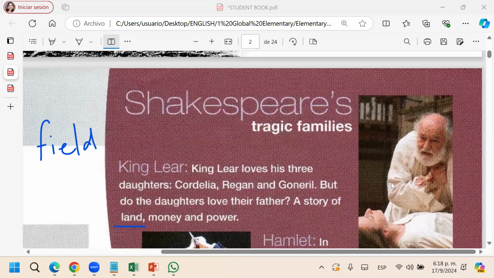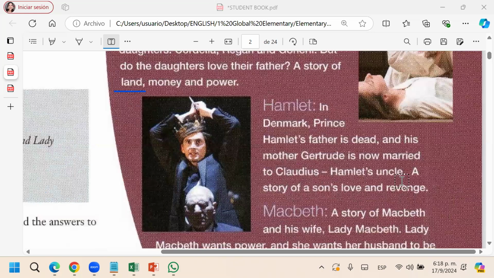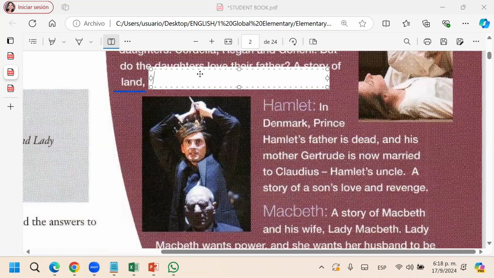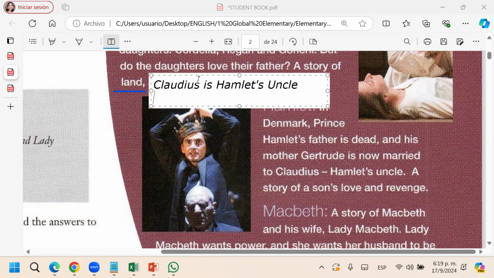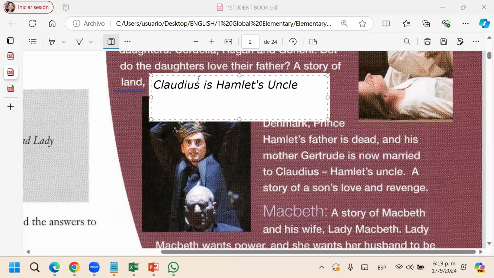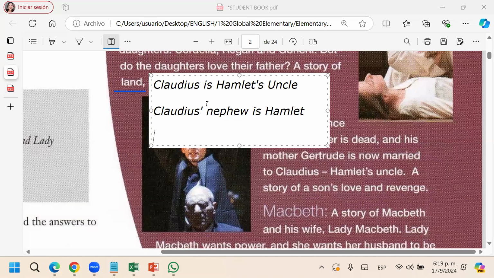Okay. This Hamlet. If I write here, Claudius. Who is Claudius? Hamlet's uncle. Hamlet's uncle is Claudius. I can also say Claudius' nephew is Hamlet. Look at this.